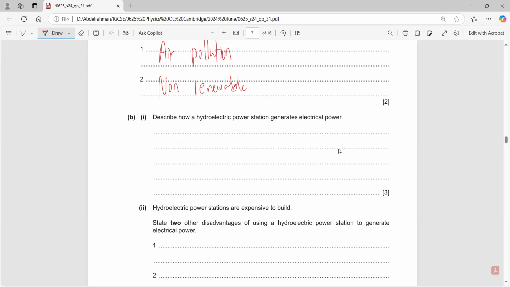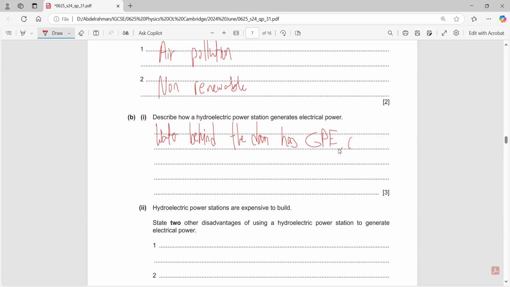Okay, so let's start. How can I produce electrical energy from this hydroelectric power source? Basically, the water behind the dam has what type of energy? First of all, you have to say that the water stored behind the dam has gravitational potential energy. Yes, thank you. Okay, so water behind the dam has gravitational potential energy, which is then converted to what type of energy?